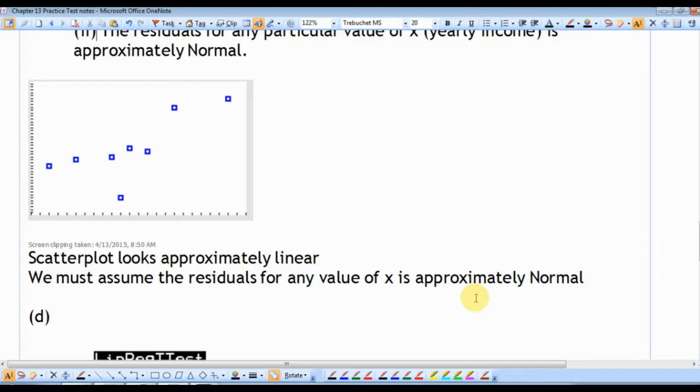The second condition you can never actually test. Okay? We'll have to assume that the residuals will be approximately normal, but there's no way for us to actually look. And that's that.